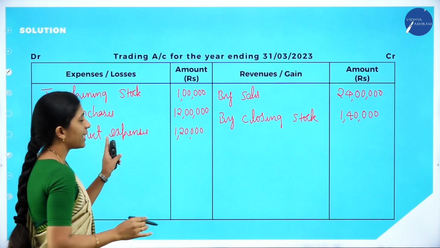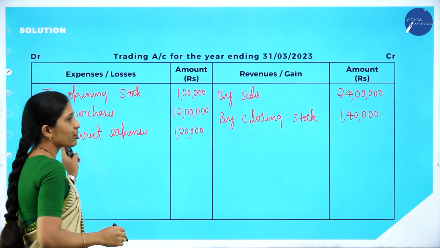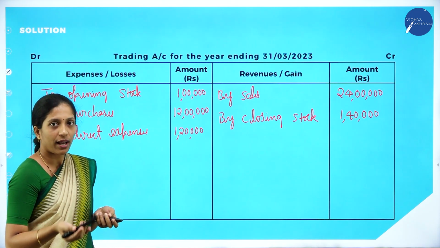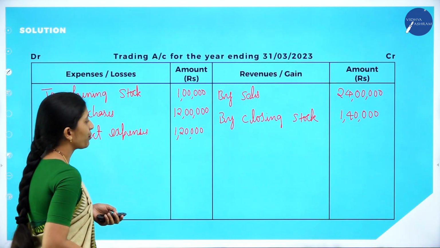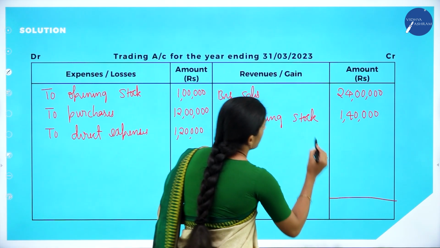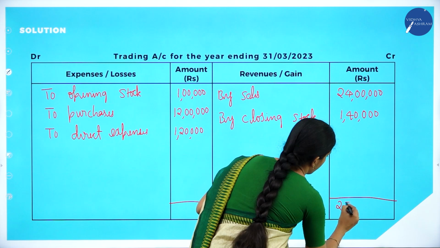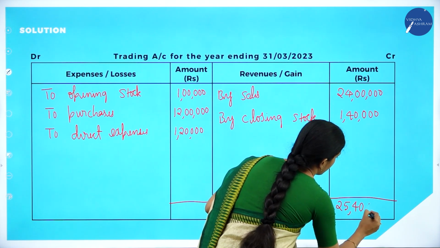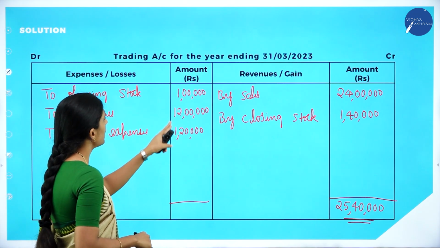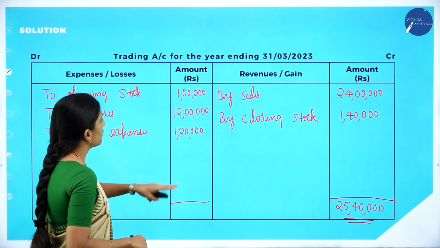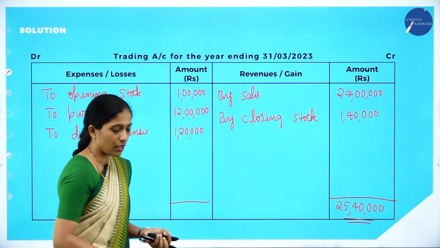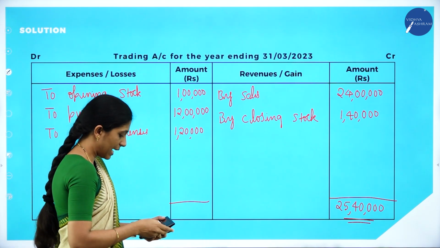So these are the entries you have to record here. Opening stock, to purchases, to direct expenses. By sales, we don't have less sales written, so by closing stock. Now balance both the side. So if you add here, it is 25,40,000. But if you see here, this is 12 lakh plus 1 lakh, 13 lakh plus 1,20,000. So 14,20,000.